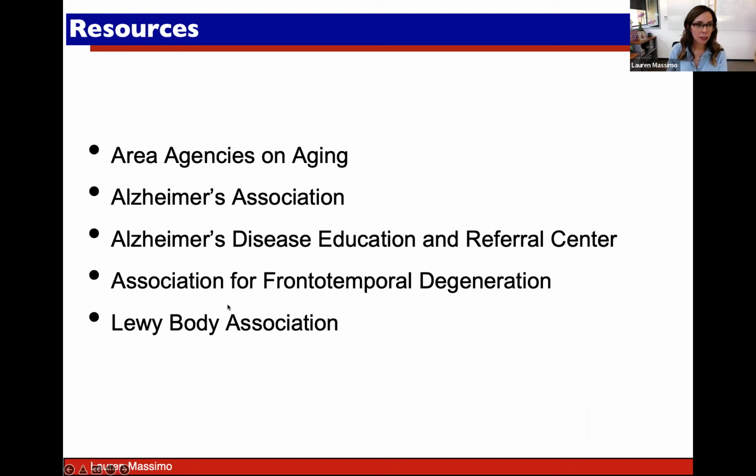And my last slide, just showing you a couple of different resources here that I find are particularly helpful for patients and families. Again, your local area agency for aging, Alzheimer's Association, Alzheimer's Disease Education and Referral Center, the Association for Frontotemporal Degeneration, and the Lewy Body Association. These are all really terrific resources for individuals and are disease specific.